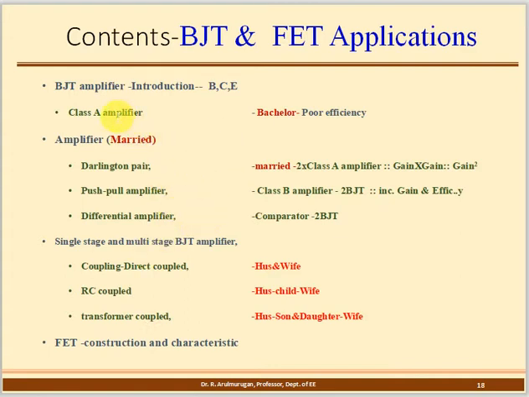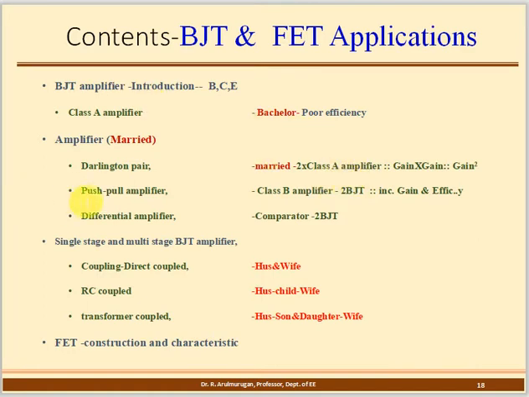Class A amplifier is nothing but a bachelor. A bachelor earns a less amount, only 1%, a poor amount. Then after marriage, there are two members in your family, husband and wife. Both are going to a job and earning. So two times class A amplifier: gain multiplied by gain is equal to gain squared, like salary into salary is equal to salary squared. So like that, class A is used.